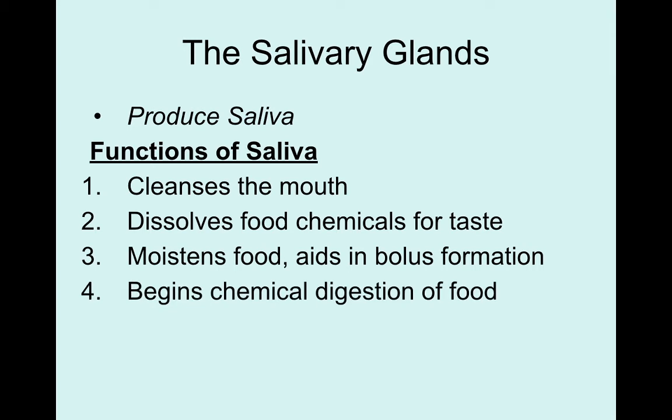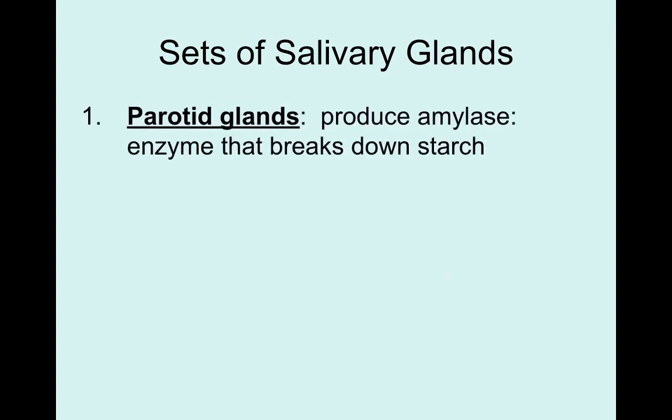And then saliva also does begin the chemical digestion of food. There is an enzyme in your saliva called amylase that digests carbohydrates like starches. And so you begin a little bit of chemical digestion of carbs in your mouth as you're chewing because there's amylase in the saliva. We have 3 sets of salivary glands that we want to look at.